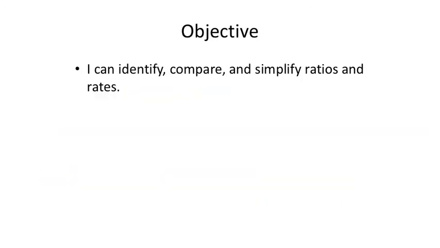Now there's our objective. I can identify, compare, and simplify ratios and rates, which really just means that you can identify, compare, and simplify fractions. It's just when they're rates, they're just fractions with labels, that's it. Ratios are fractions as well, they're just shown usually in a different way, with a colon between the numbers, but a divide sign will work also. Double good.